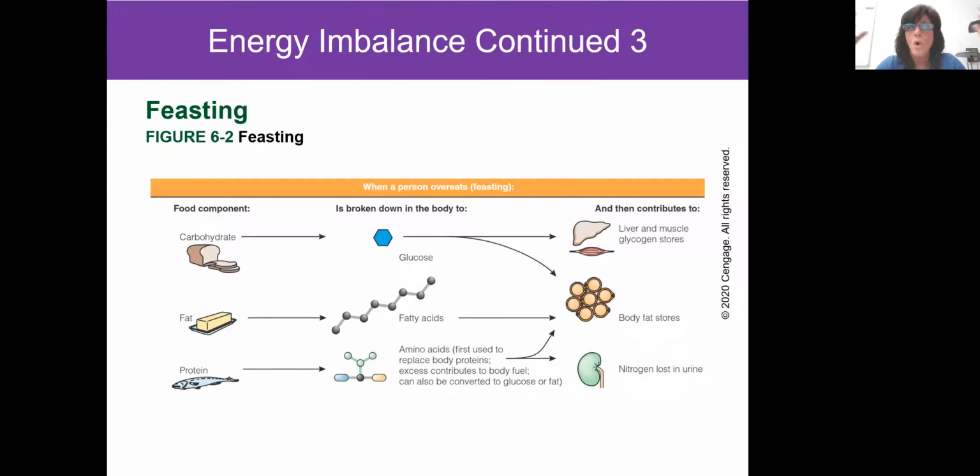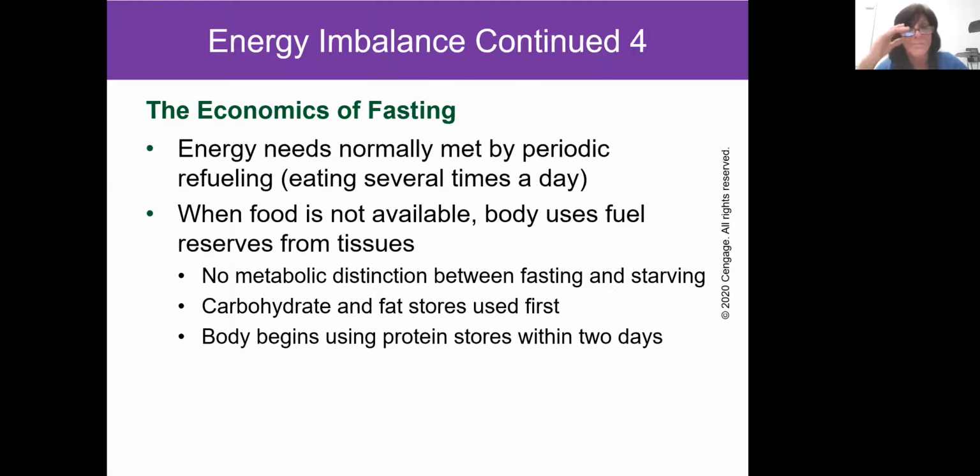So like carbohydrates, all carbs get broken down to glucose ultimately, right? And that contributes to liver and muscle stores of glycogen that's stored there if you need it later. Fatty acids, they just get stored as fat, right? Protein or amino acids, if you have too much of them, you can use them for fuel. They can be converted to glucose also or fat, but too much of them can contribute to your kidneys not absorbing or excreting things that shouldn't. So nitrogen will wind up getting lost or excreted through your urine. So it could hurt your kidneys.